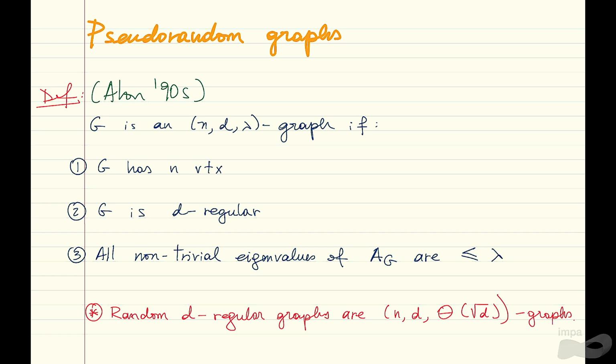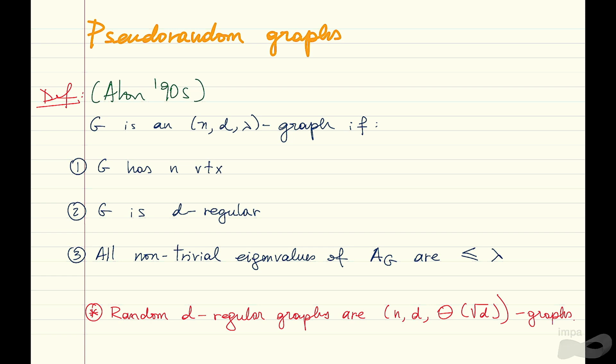The second example are the so-called pseudo-random graphs, which are graphs which are deterministic in nature, but share some properties with the random graph. In general, the property we're interested in is the edge distribution. So we want the edges to be evenly distributed among the vertices of the graph. This definition was proposed by Noga Alon in the 90s, which comes from spectral graph theory.